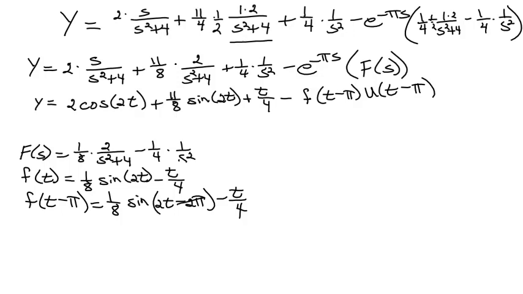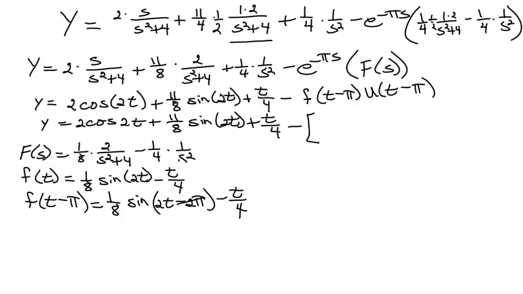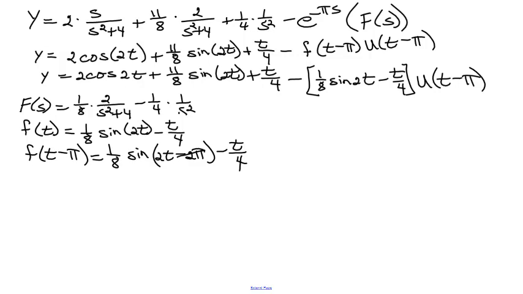So if I come back up here and I plug that in, now I've got little y equals 2 cosine 2t plus 11/8 times sine 2t plus t over 4, minus, this whole thing is subtracted, and it's multiplied times u of t minus pi. Okay? So the last step is to write it as a piecewise function because I've got a unit step function in there.